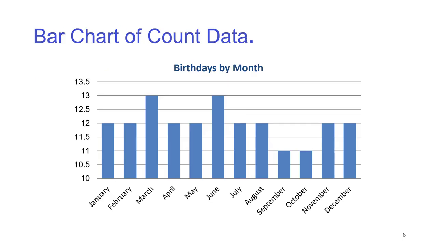Now, graphically, you display categorical data using bar charts. Now, this is an example of a bar chart gone wrong. So what I've done is collected the number of people who are born within my class by each one of the different months. So here I can see peaks in March, I can see peaks in June, I can see lesser numbers in September and October.